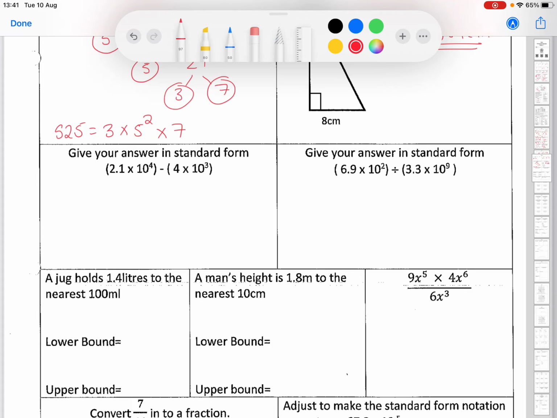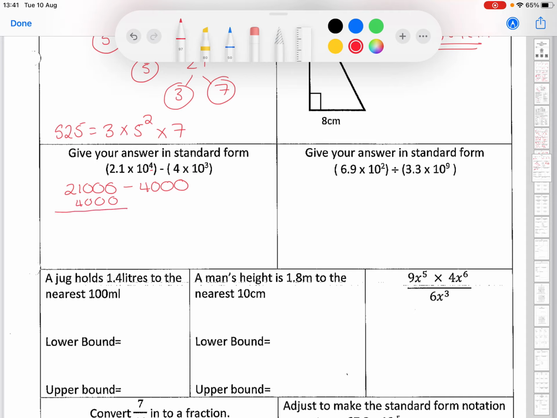Standard form, add and subtract. You write your numbers out of standard form, you add or subtract them, and then you put it back in. So our first one, we've got 2.1 times 10 to the power of 4. 4 meaning we need 4 numbers after the first. So I've got my 2, and then I need 1, 2, 3, 4 numbers. We're subtracting 4 times 10 to the power of 3, so that's 4, and then 3 numbers after the first, so 1, 2, 3. These go 0 when you don't have any more numbers.